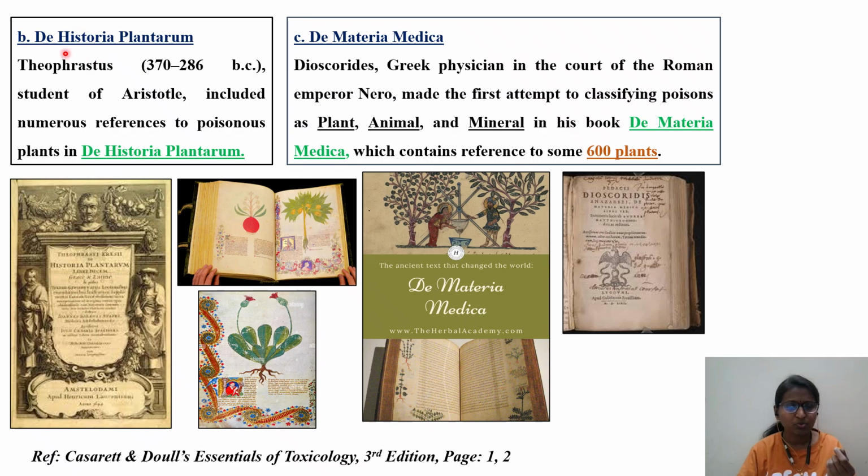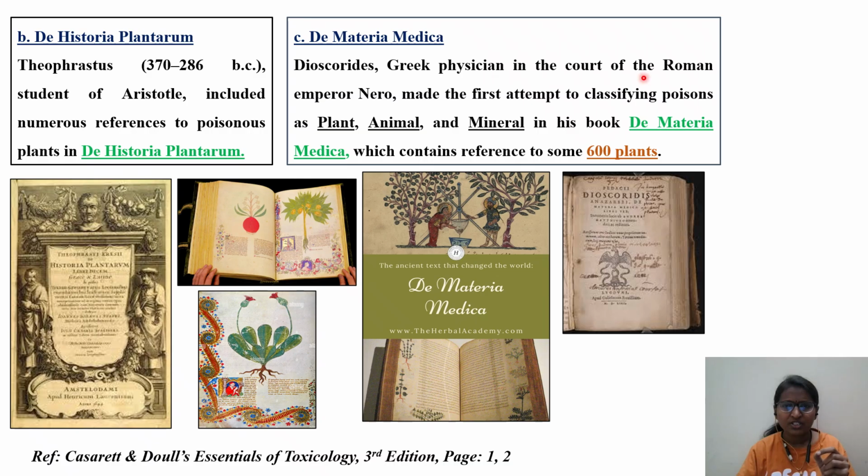Second option was De Historia Plantarum. Theophrastus was a scientist, a student of Aristotle. He included numerous references to poisonous plants. So in this De Historia Plantarum, as the name suggests, there was a list of the poisonous plants in this particular book. Third option was De Materia Medica.